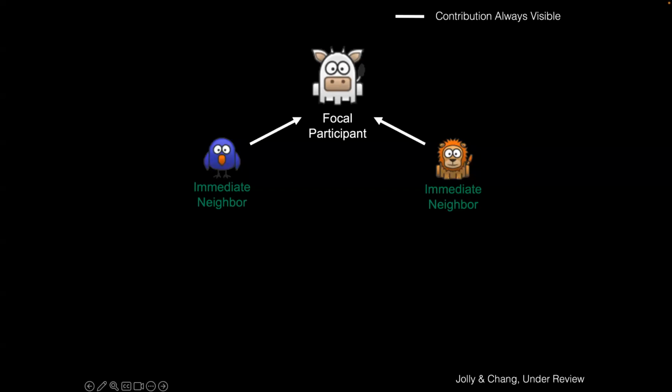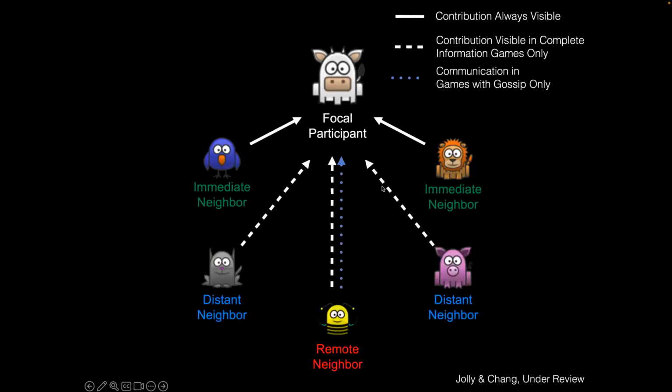So the design of the experiment is there's 6 people, but across different conditions, the people have different roles in the experiment. So there's your immediate neighbors, there's your more distant neighbors, and then there's this remote neighbor who's someone you can directly communicate with, in the form of like text chat. And this is private, so the other players can't see it.